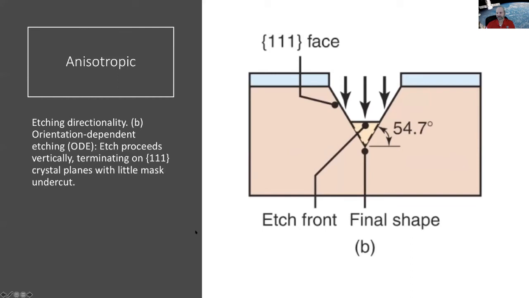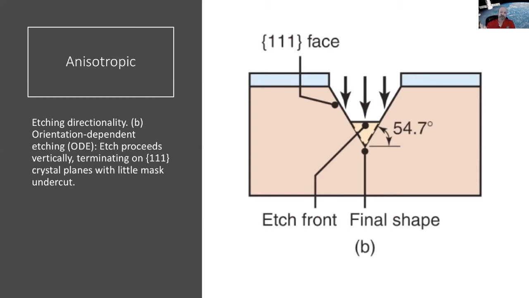This is an anisotropic etch. An means not, and iso means same, so not the same. By the way, tropic is like a direction. If you remember from geography, there was the Tropic of Cancer on your globe. Well, that's a direction. So anisotropic means not the same direction. It doesn't etch the same in all directions. And this is an example of an anisotropic etch.